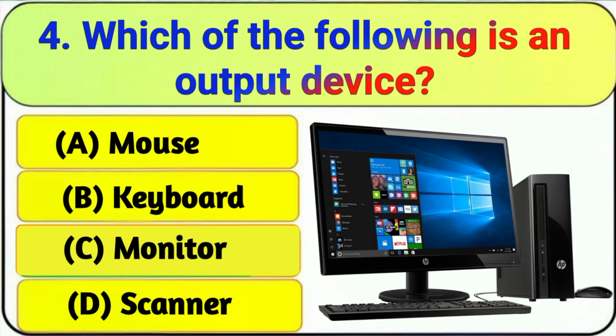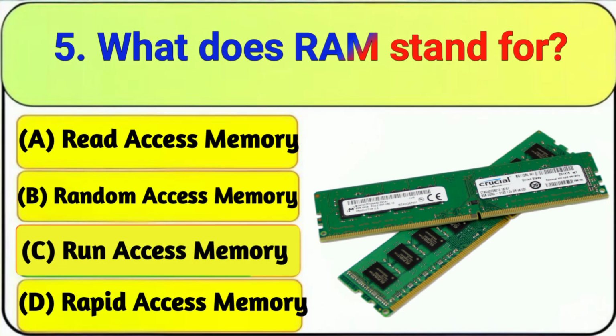Question number 4. Which of the following is an output device? A. Mouse. B. Keyboard. C. Monitor. D. Scanner. Your right answer is C. Monitor.